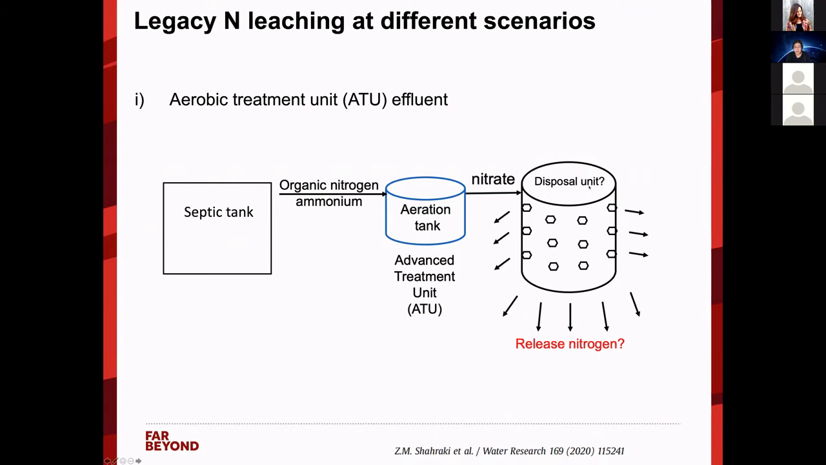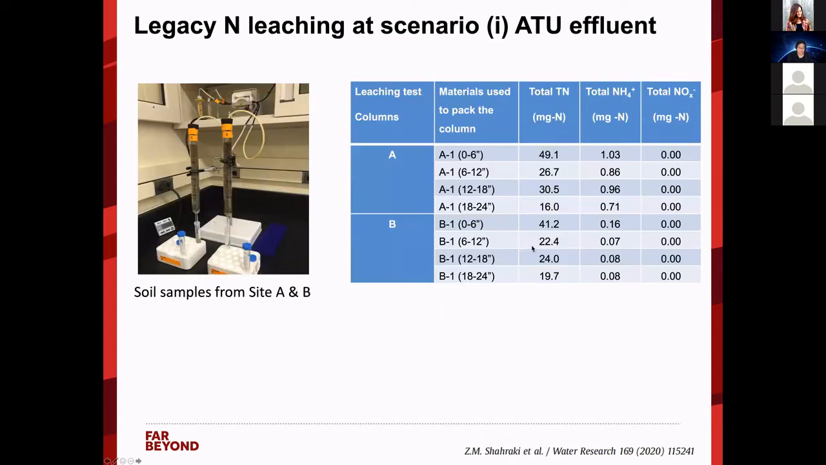This option could help us reduce the capital cost of excavating a new dispersal unit for the ATU effluent, and could potentially be a more cost-effective option for the septic tank upgrade. So the question is, if we use this old cesspool as the disposal unit, will that lead to the release of leachable nitrogen to the environment? To answer this question, we conducted these leaching tests.